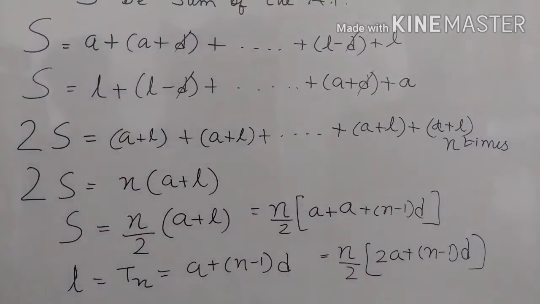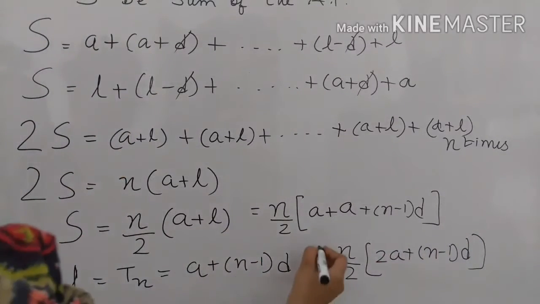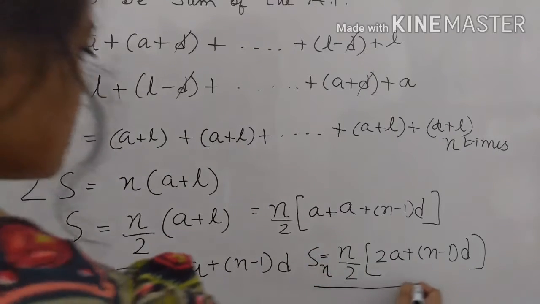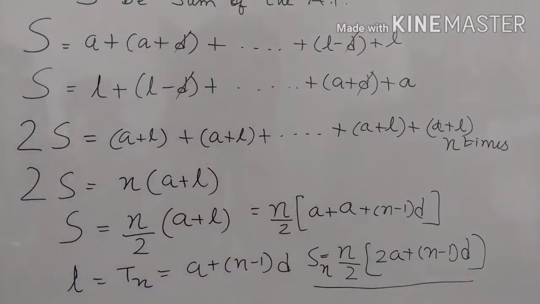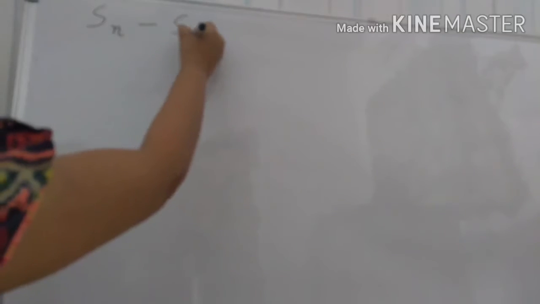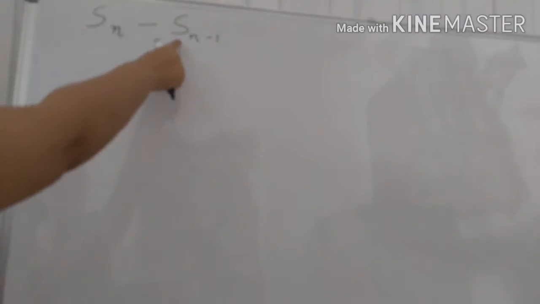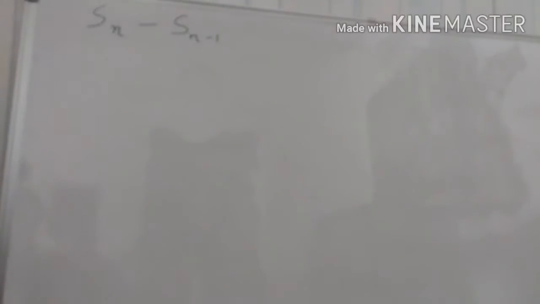So this formula is for Sn, the sum of n terms of an AP. You have to remember this, students, for a long time for solving our next exercise. Now let us take one more formula, that is Sn minus S(n minus 1), the sum of n terms minus the sum of n minus 1 terms. What do we get?